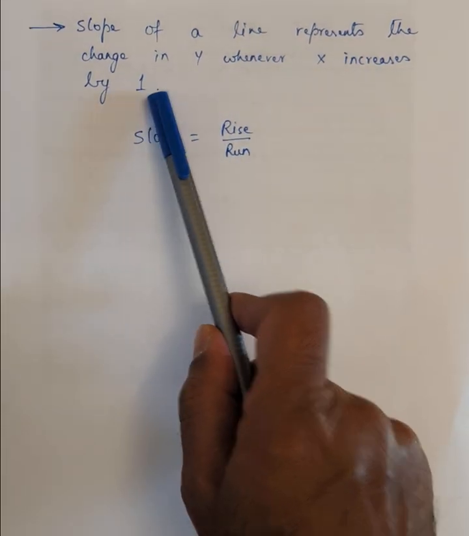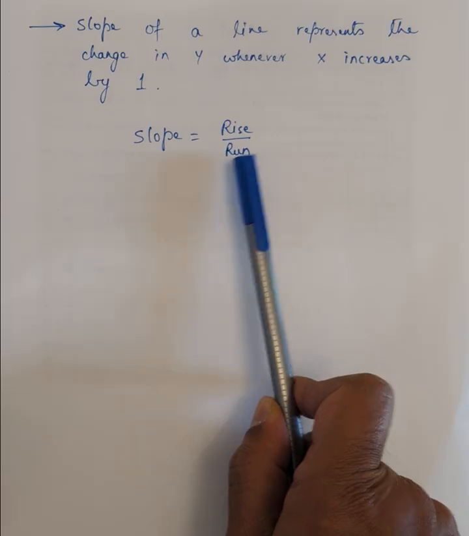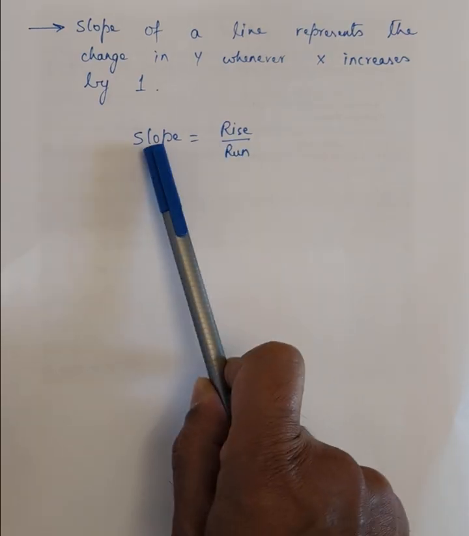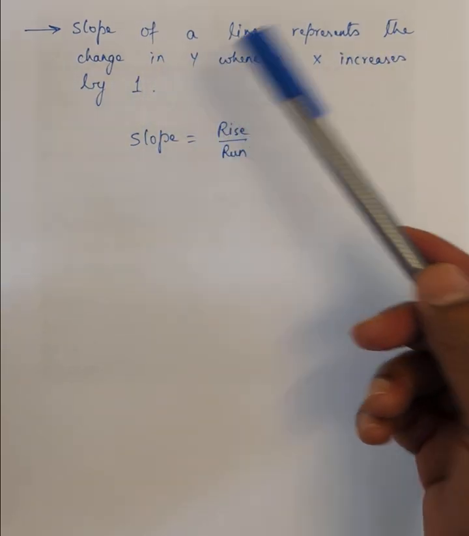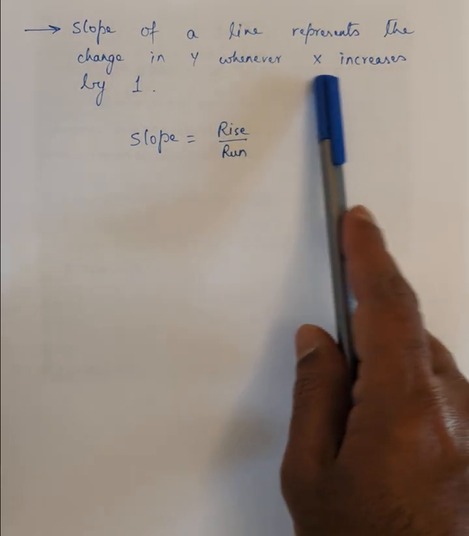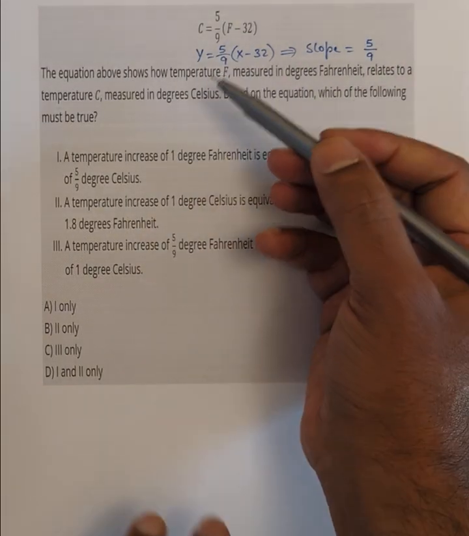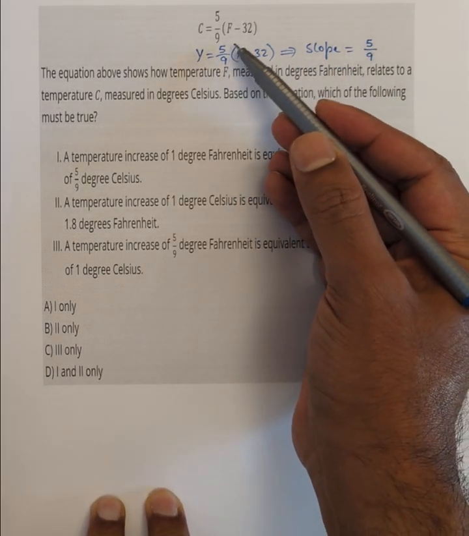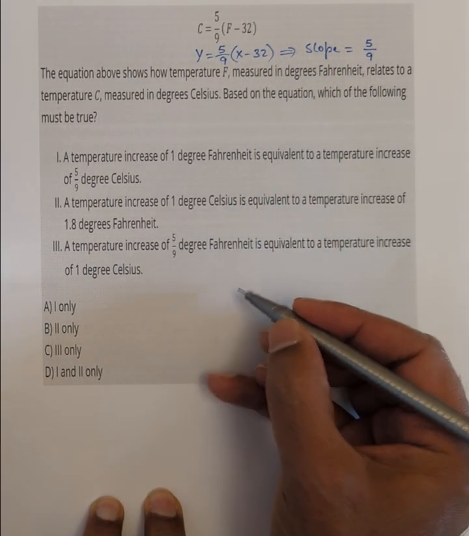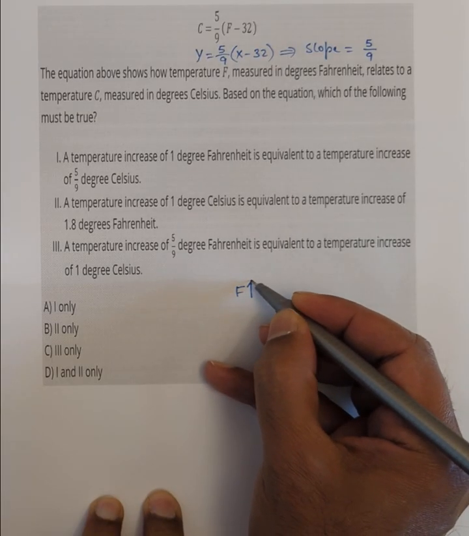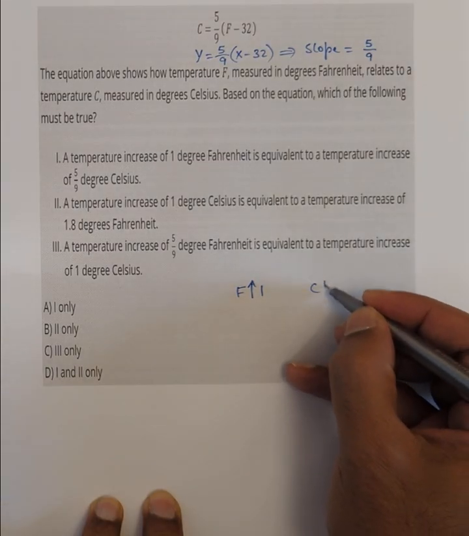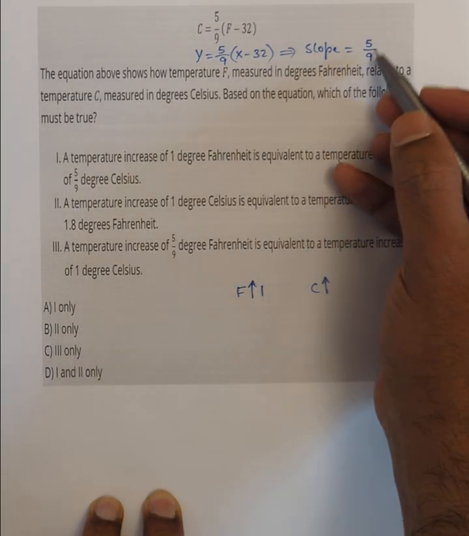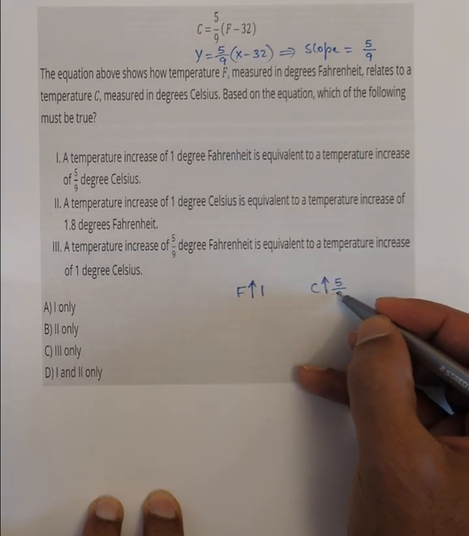If x increases by 1, that means your new denominator is 1, which means slope happens to be rise over 1, which is just rise. And rise is nothing but change in y. So what is slope? Slope is the change in y whenever x increases by 1. So in this example, what is x? X is F. So if F increases by 1, then y, which is C, is going to go up by the slope, which is 5 over 9.